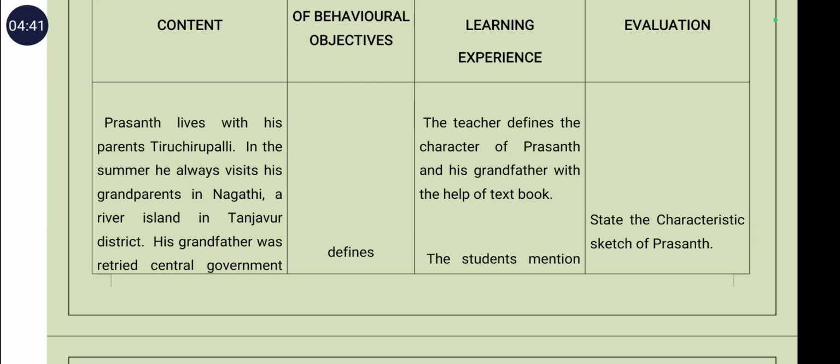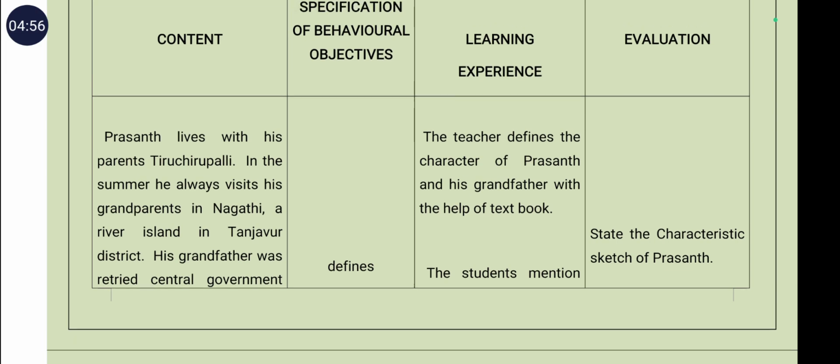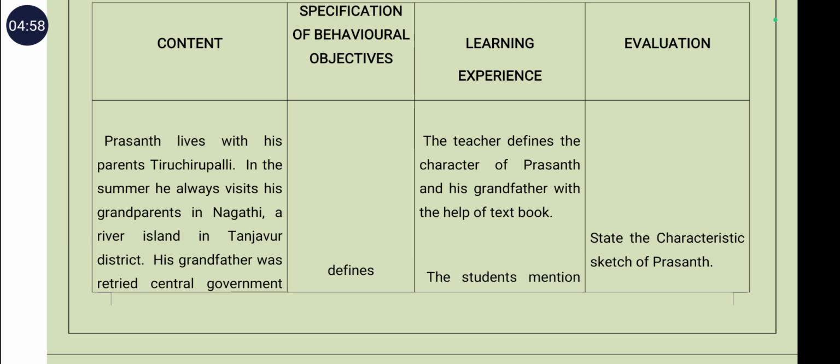If it is a poem, you can write the poetic lines. If it is prose, you can mention the paragraph. If you are selecting grammar, you can simply list out the definition and examples of that particular grammar item. So content will be very simple. And the next one is specification. Here kindly note it down.